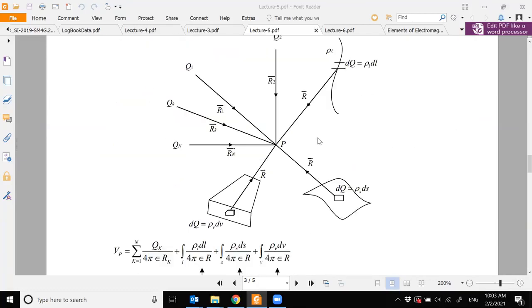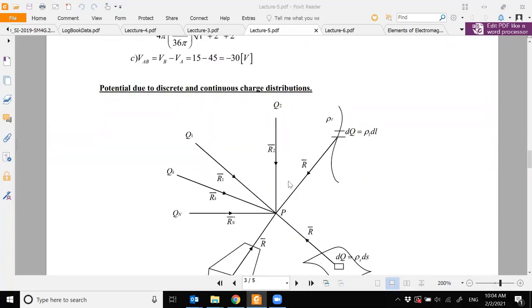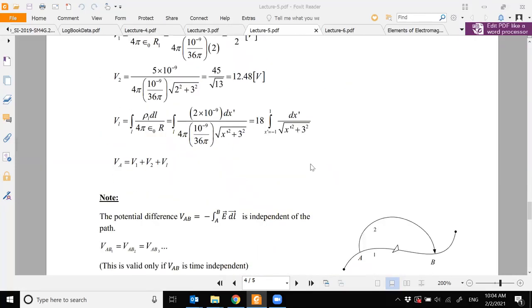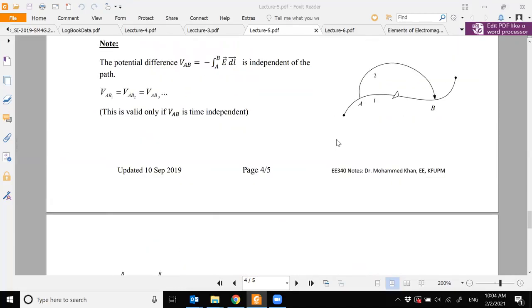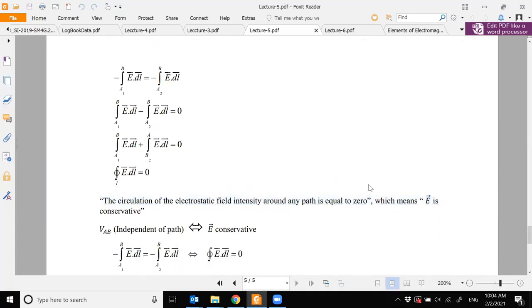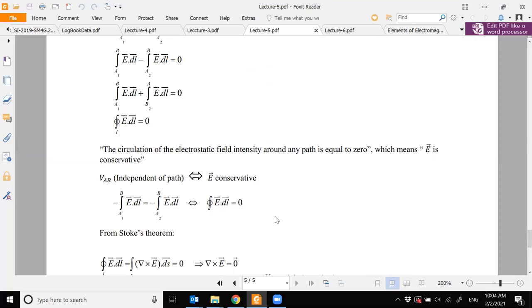Then we took an example. We took the potential due to several charges and charge distributions. We took a good example on this one. And lastly, we stopped here saying that the circulation of our electric field along any closed path is equal to 0. And as I told you, any vector field which satisfies this is called conservative. So that's why our electrostatic field is conservative.